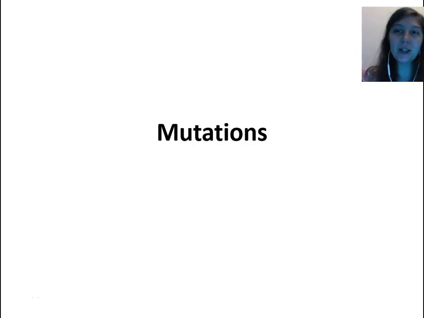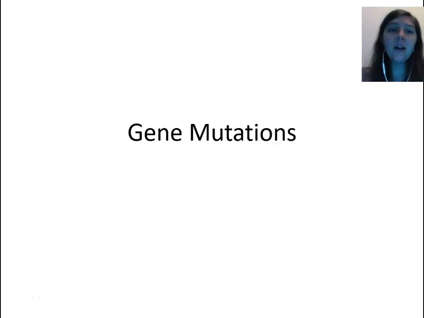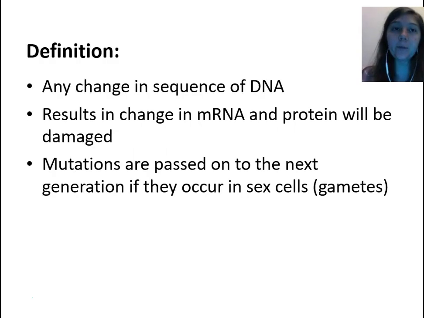Today's notes are on mutations. There are two types of mutations that we will talk about, and the first is gene mutations. Remember that a gene is a portion of a chromosome or of the DNA that codes for a specific protein. So a gene mutation is any change in the sequence of DNA, and it results in a change in mRNA, which can cause the protein to be damaged or to take a different shape, which means that it cannot do the job that it's supposed to do.